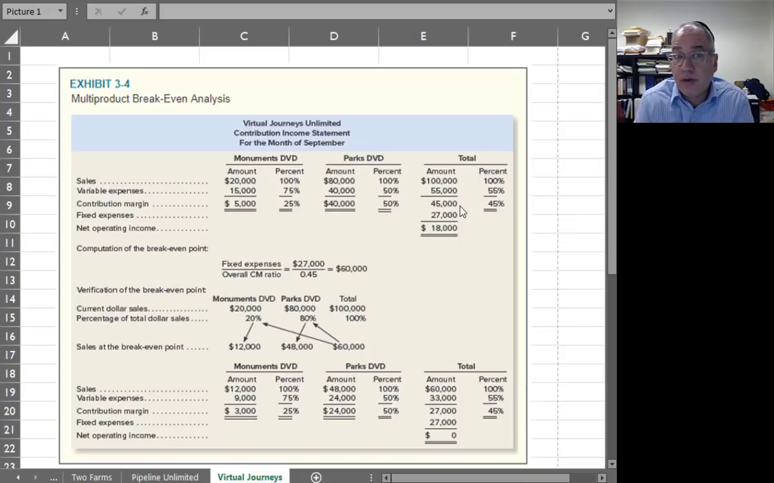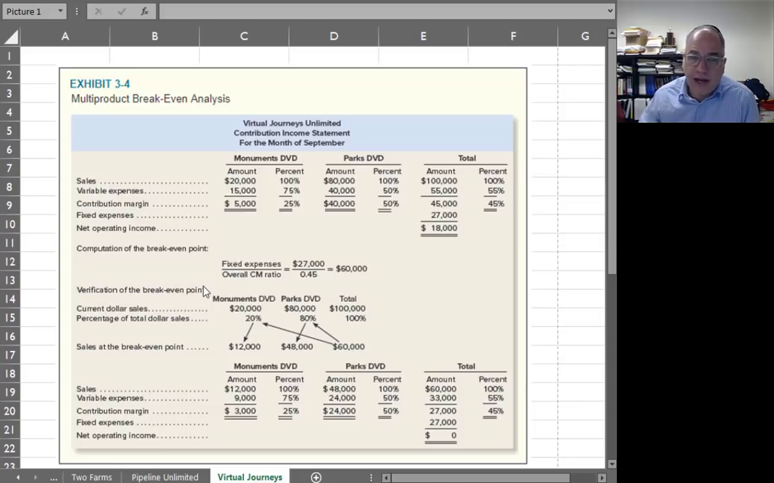Fixed expenses are 27,000, giving you net operating income of $18,000. Now, what is your break-even point? This company is obviously making profit, but where is it? If we take the fixed expenses of $27,000 and divide by the contribution margin ratio, and again, this is a weighted average of monuments and parks, you're going to get break-even point in sales of 60,000. I'm not going to do break-even point in units because it's going to be nonsense, because I have two different kinds of products here. I can't really calculate that.